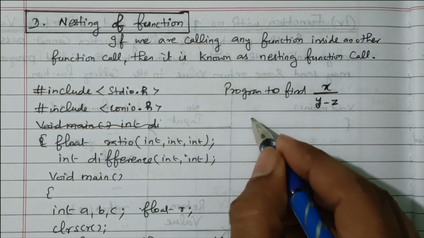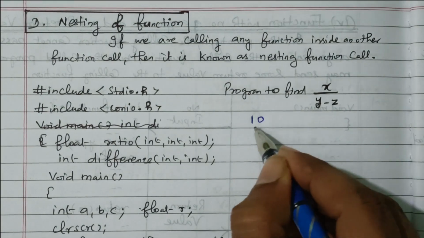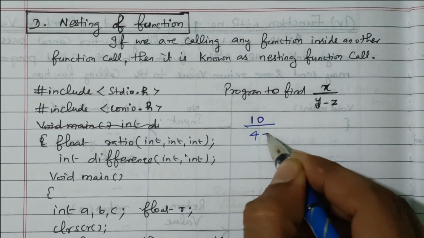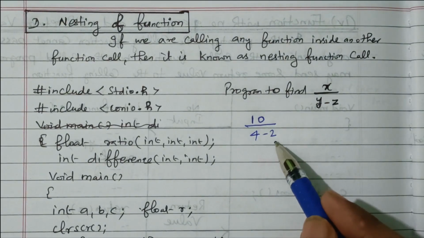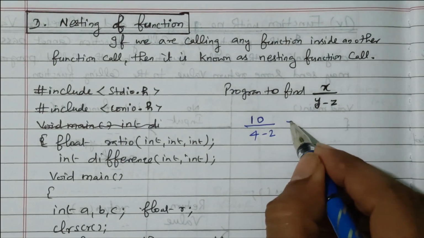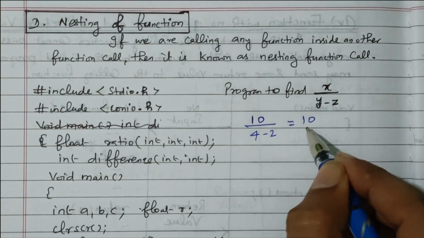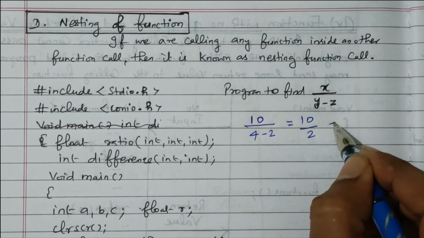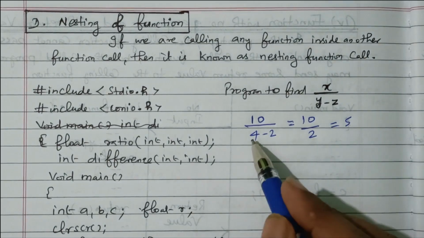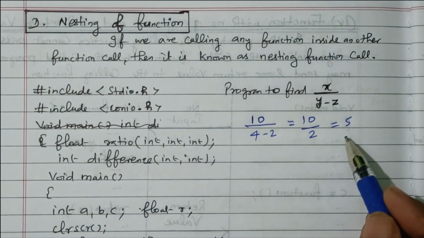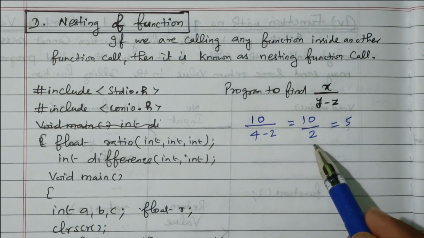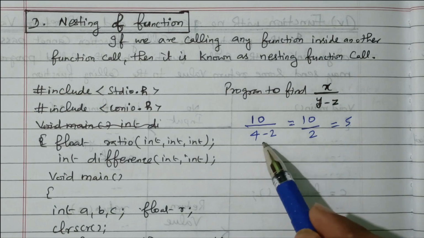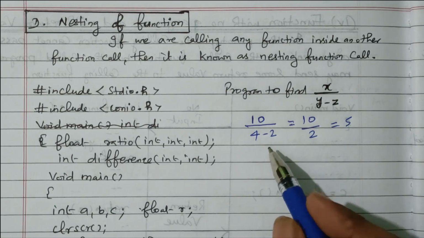Now we'll see that. We'll go for one example. 10 divided by 4 minus 2. The x is 10, y is 4 and z is 2. So 10 divided by 4 minus 2 means 10 divided by 2, that is equal to 5. So the denominator is non-zero, so we can perform the function, right? So this function is performed by one function. 4 minus 2 verification is done by another function.